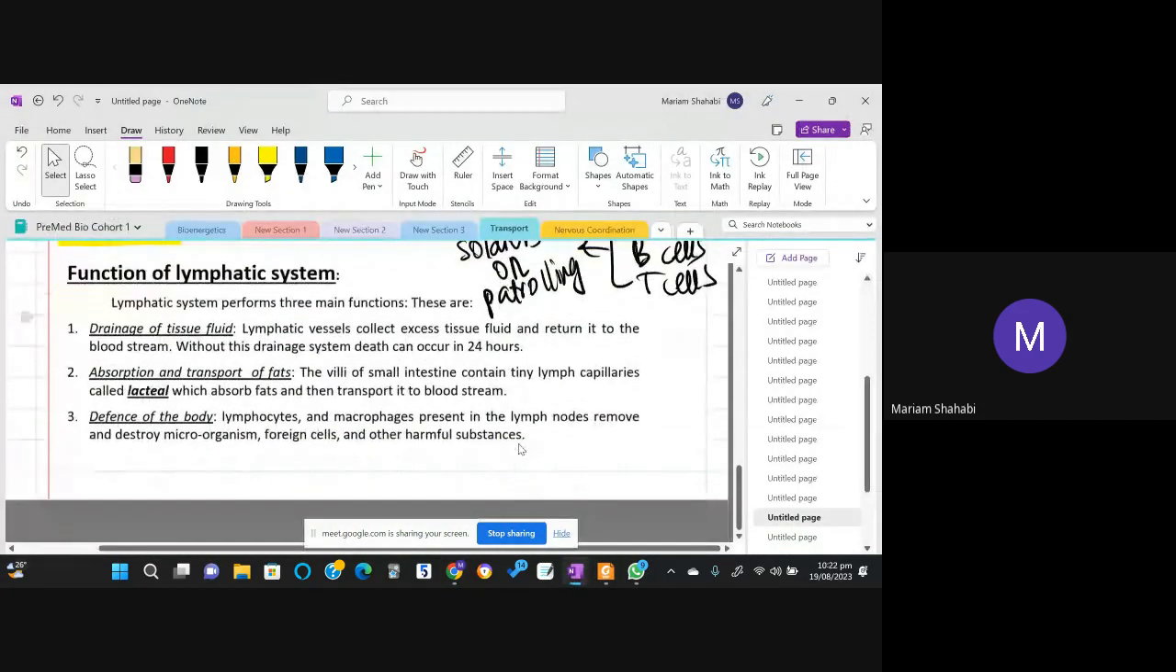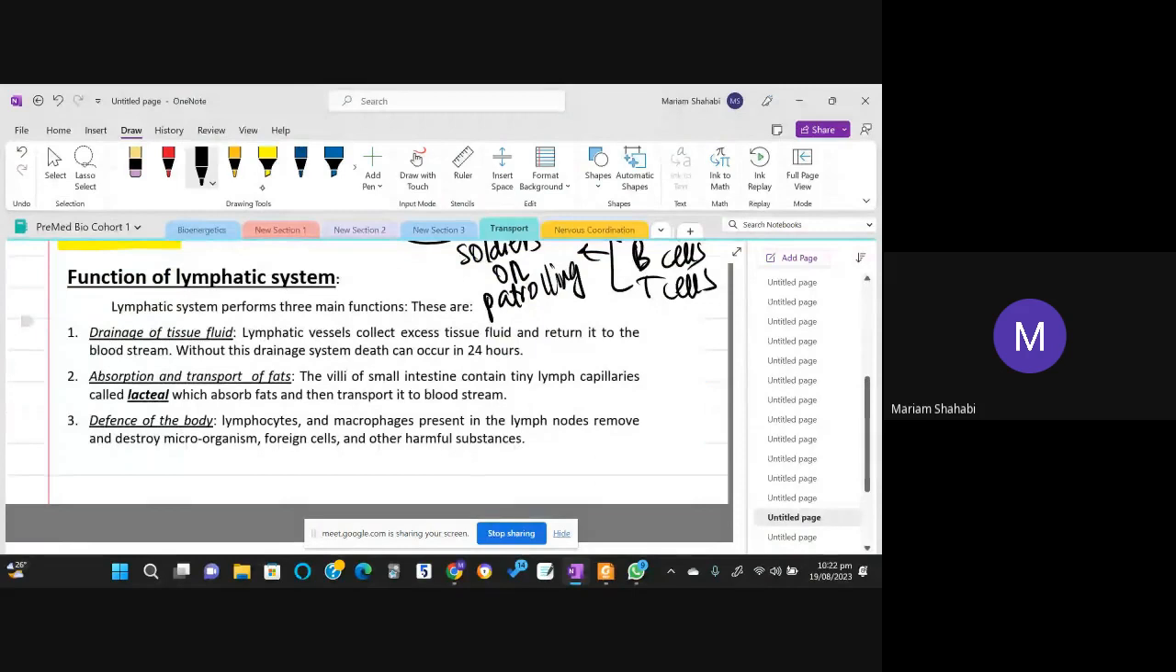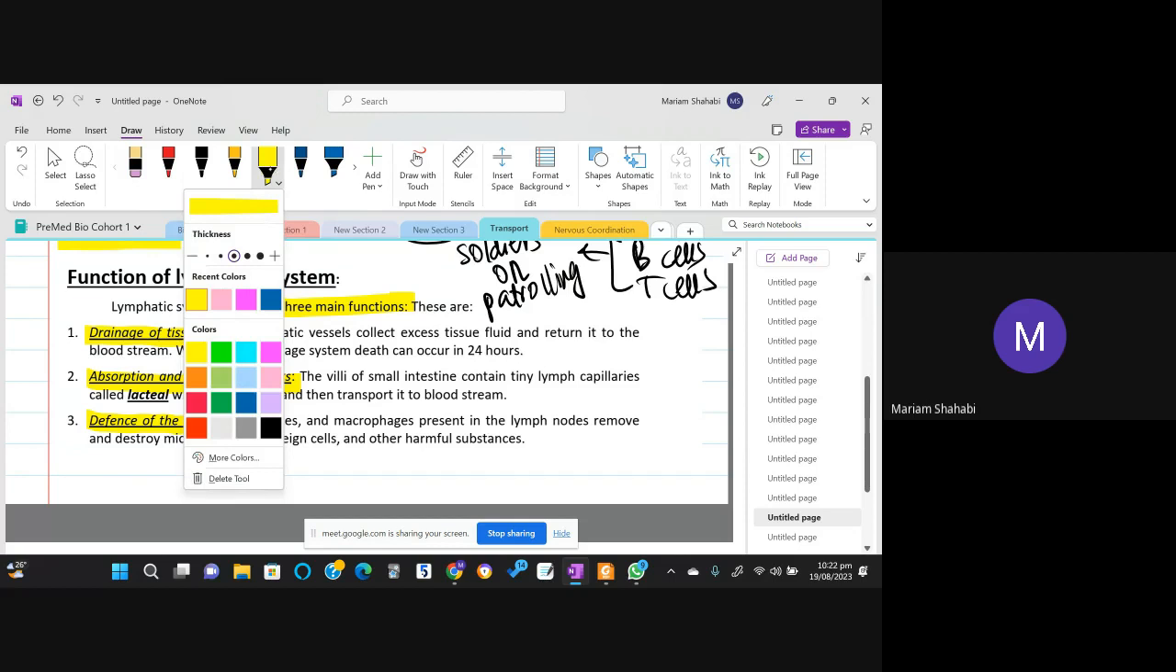So the function of the lymphatic system, there are three main functions. One function is the drainage of tissue fluid. वही काम, उसका असल पर्पस क्या था कि भाई tissue fluid वापस कर दो blood को, blood का बड़ा नुकसान हो जाएगा. Then you have absorption and transport of fats, and then you have defense of the body. This defense wala function is done by the lymph nodes.